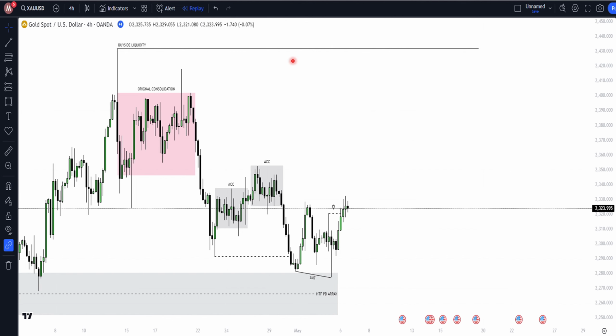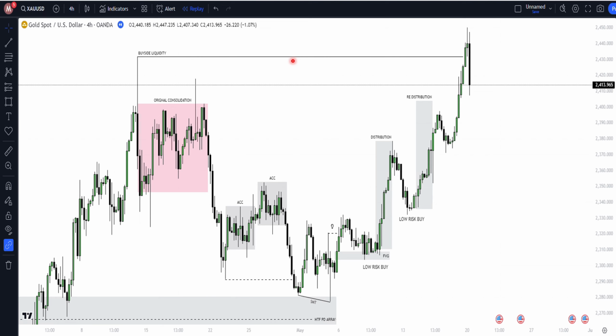So let's see. So now, that's how it looks when we are actually focusing on buying. So this is the low risk buy when we are buying from this fair value gap, and then again distribution, again low risk buy, and then redistribution, taking out the internal value liquidity, external value liquidity, right? So that's how market maker models look.